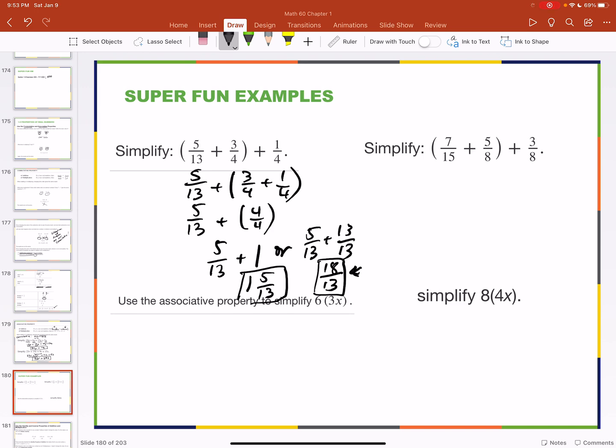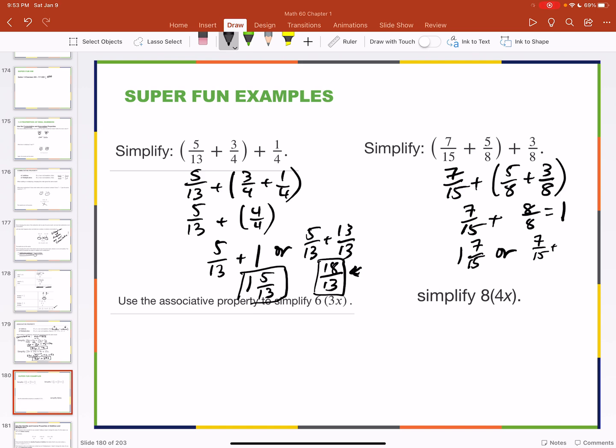Okay, so let's go ahead and do the next one. Again, I can use the associative property here. I can group together 5/8 and 3/8, and I get the same thing. This is 8 over 8, which is 1, plus 7 over 15. So we can write this as 1 and 7/15, or we could write this as 7/15 plus 15 over 15. Remember, 1 can be any number over itself, which gives 22 over 15.